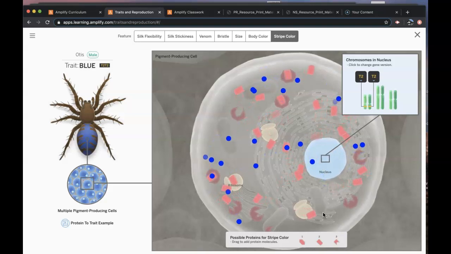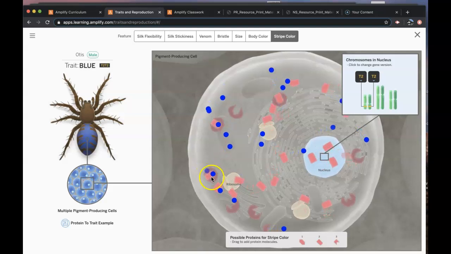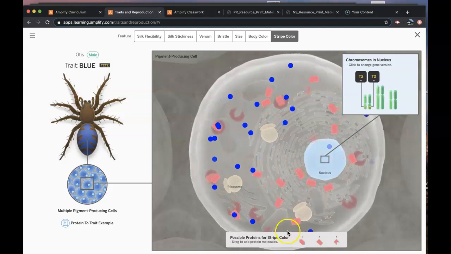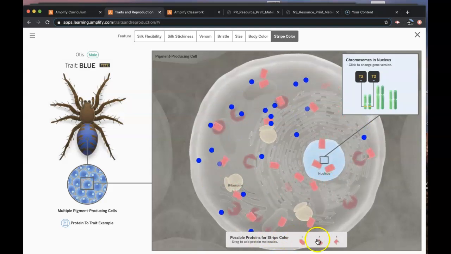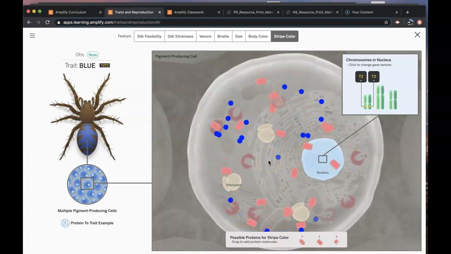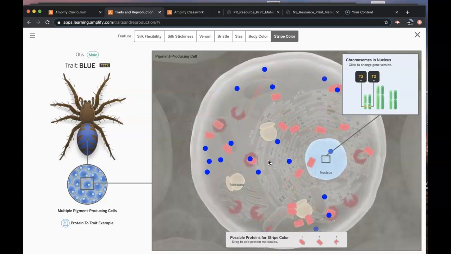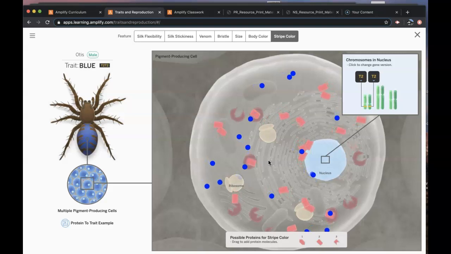And when you watch it, you should see the blue pigment coming out of it. And so here are the possible proteins, the different shapes here. So when they fit together, they produce blue pigment. This is how protein molecules lead to the blue stripe trait.